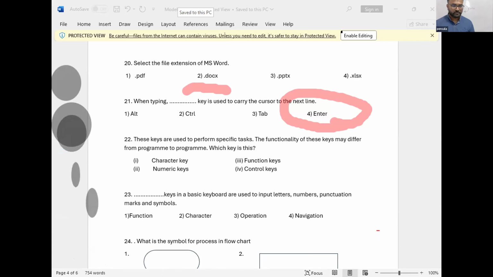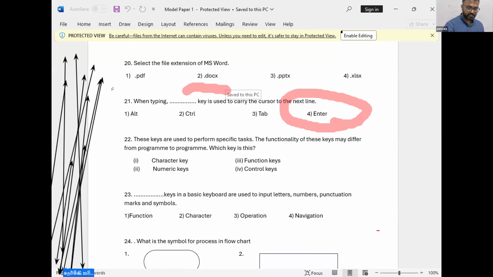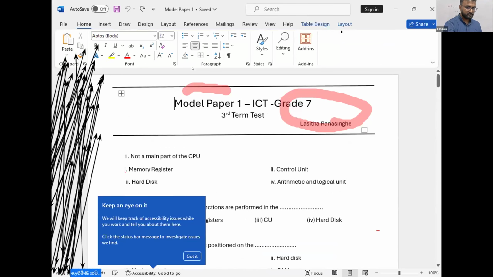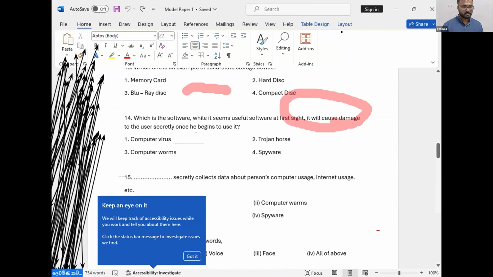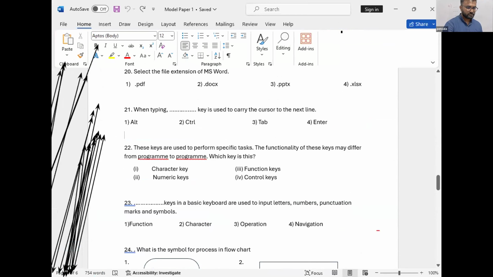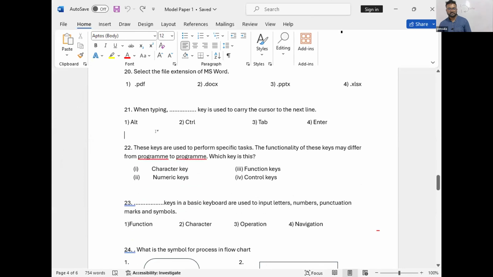Can you see the cursor? The cursor is blinking here. I just want to move to the next line, so what should I use? I'll press enter. So what happens? The cursor is going down by a line. This is the behavior of the enter key, and that is the answer for 21.